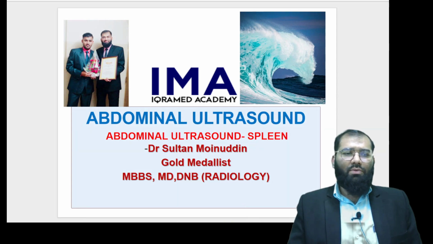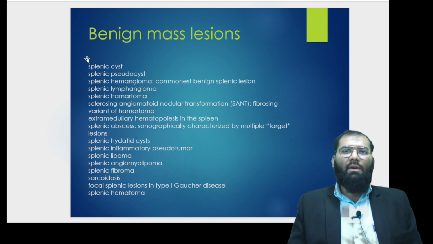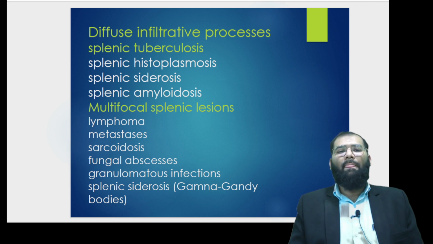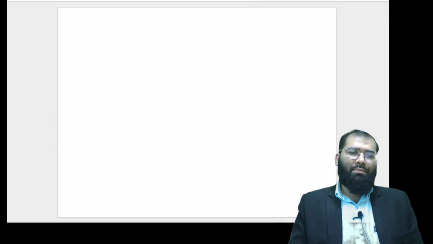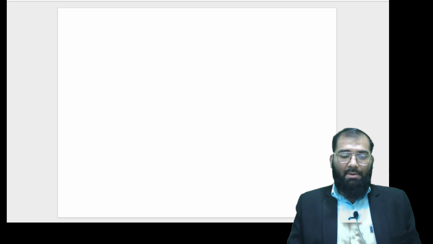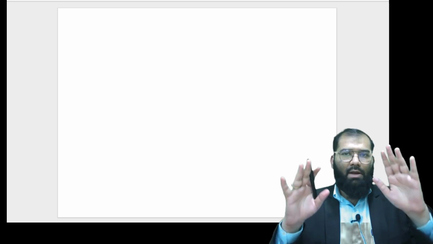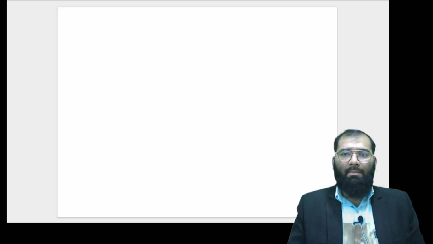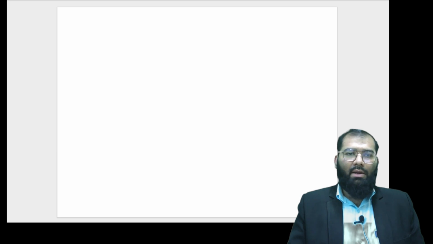Now when it comes to ultrasound of spleen, we have got a list of benign disorders, a list of intermediate mass lesions, a list of malignant mass lesions, and a list of diffuse infiltrative process and multifocal splenic lesions. But let me simplify so that things become easier for you and you remember when to look for spleen. I'll give you an illustrated image so that things will become permanent in your mind and you won't forget them.